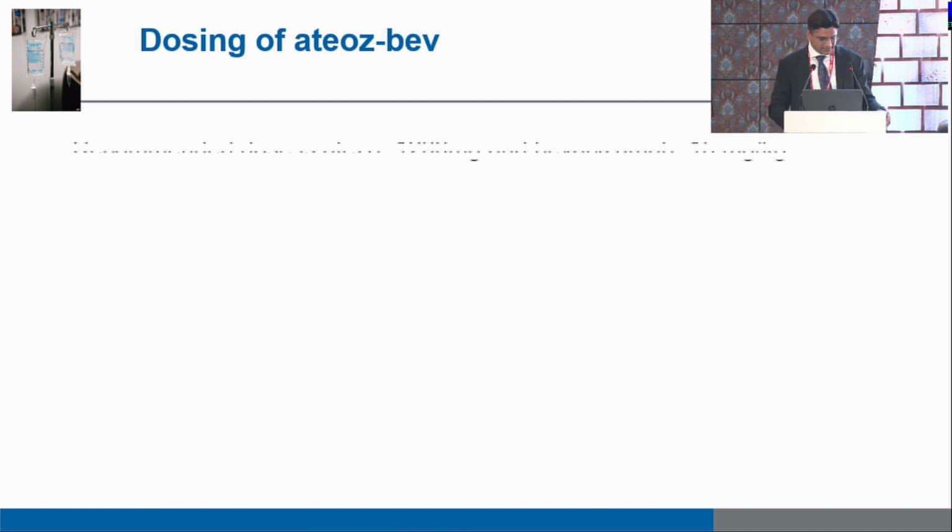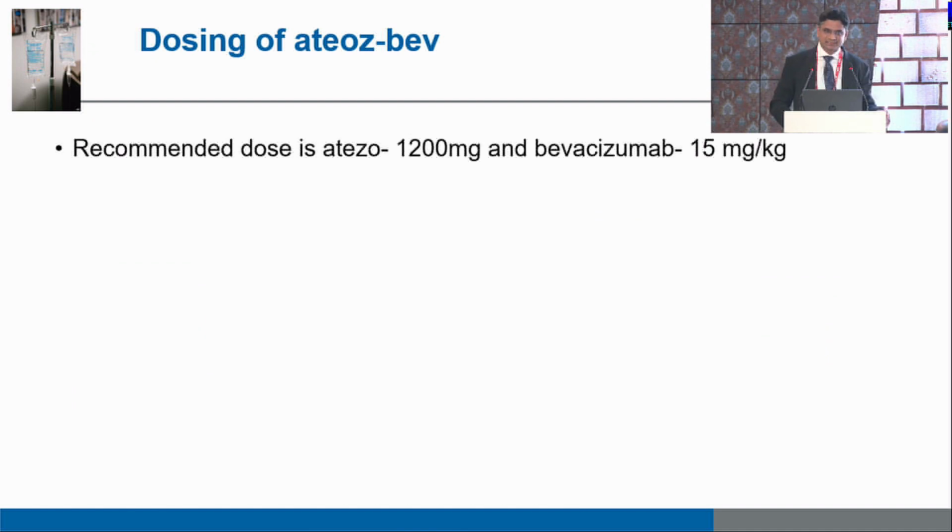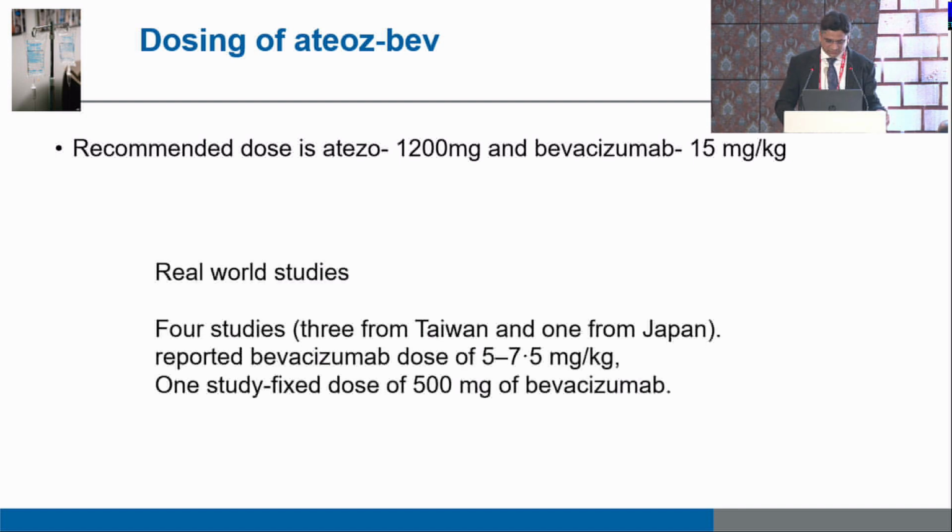What is the dosing method? This is the recommended dosing method, that is 1200 mg of atezo and bevacizumab at 15 mg per kg body weight. We began with such a dosing, but now we have slightly changed our practice to use it at 10 mg per kg body weight. There are a few studies in the real world as well saying that 7.5 mg per kg body weight is as effective as 15 mg per kg body weight in patients with HCC.